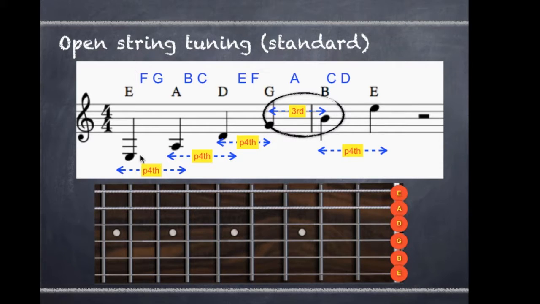All those have the same interval between them, E, F, G, A. That's 4 letter names, A, B, C, D, D, E, F, G. They're actually perfect fourths, which we'll look at later. However, when we get to the G string and B string, there are only 3 letter names. It's actually a major third interval.